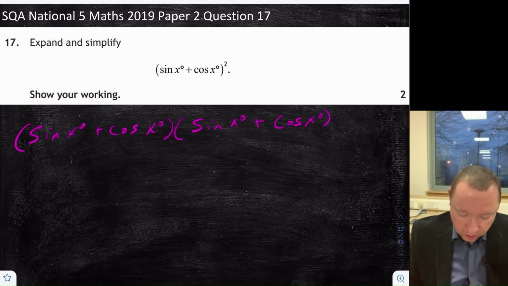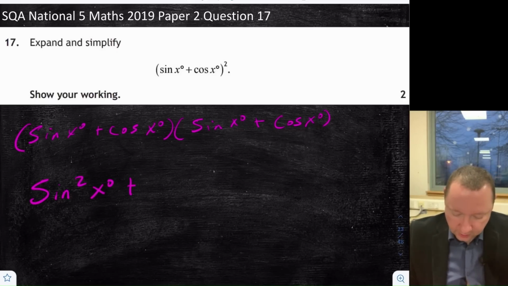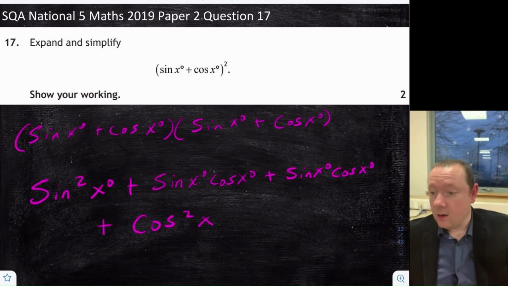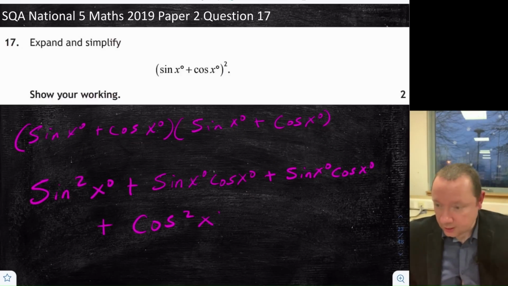So first, sin x times sin x is sin squared x. Outside, sin x cos x, so it's sin x cos x. Inside is cos x sin x, but I'll just write sin x cos x to keep the order the same. And cos x times cos x is cos squared x. So that's your first mark there for getting your expansion, and then for tidying it up.